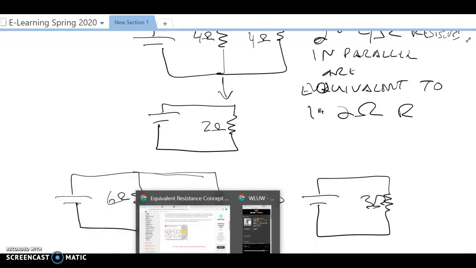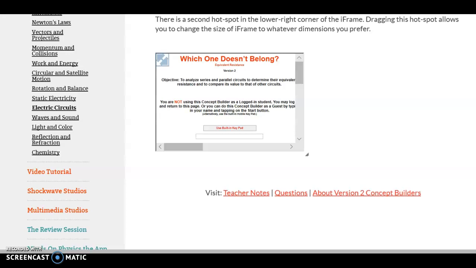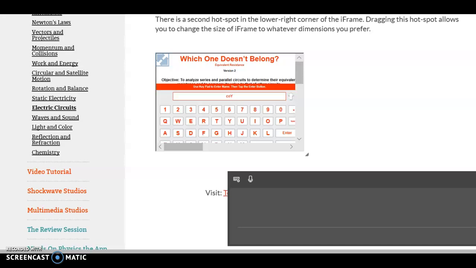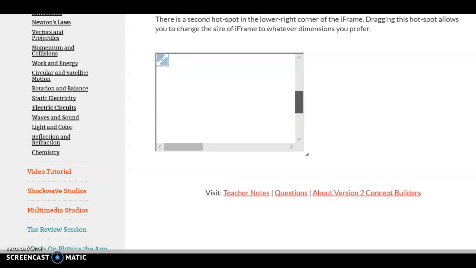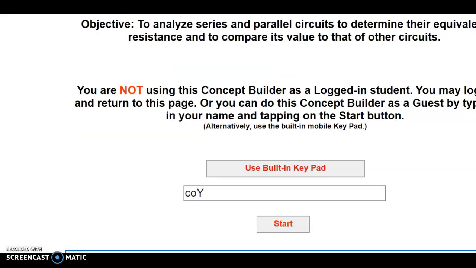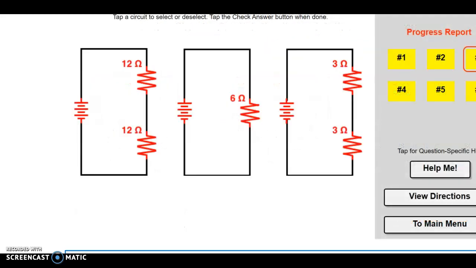But for now, I think that you are ready to do the last concept builder, which is right at the bottom. It's right here. So for which one doesn't belong, we're going to get into this. We'll start this. So you just got to figure out which of these don't belong?